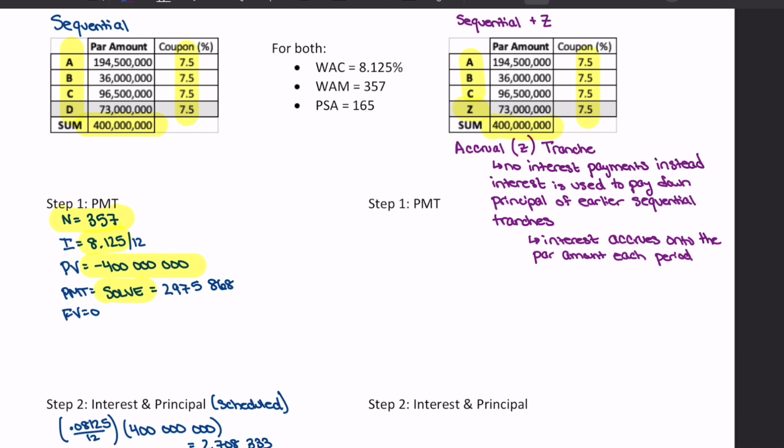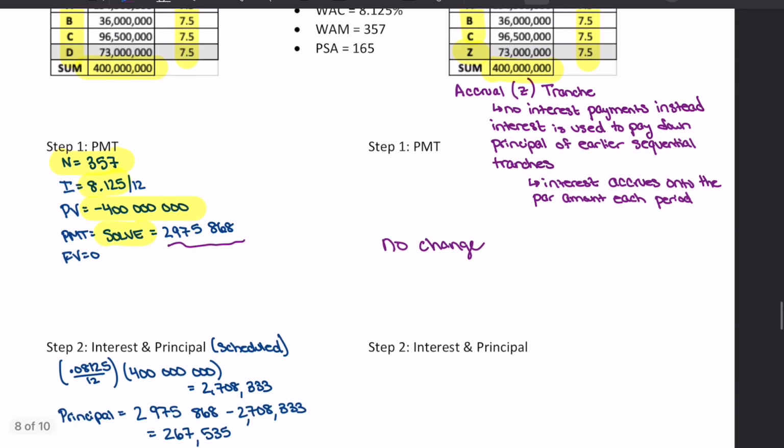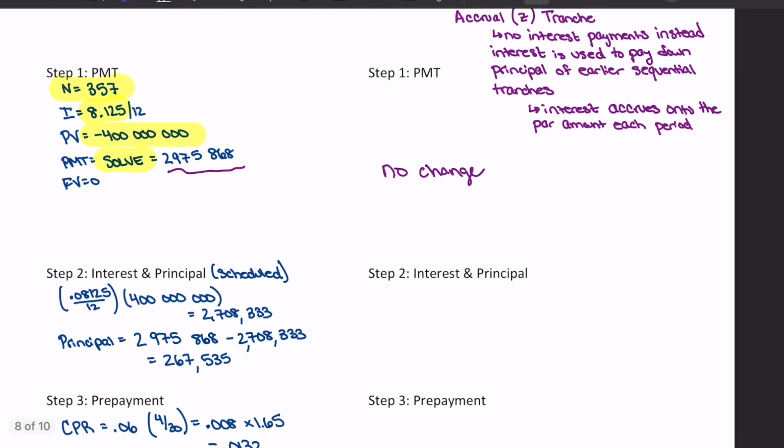Now, if I were to calculate that for a sequential plus a Z, there actually is no change here. We would be using that exact same payment number. Next up, dividing that payment into interest and principal. So first, the interest is based on the beginning balance. That would stay exactly the same. And then the principal, right, the payment, which we already know is the same number, minus the interest, $267,000. No change. It stays exactly the same.